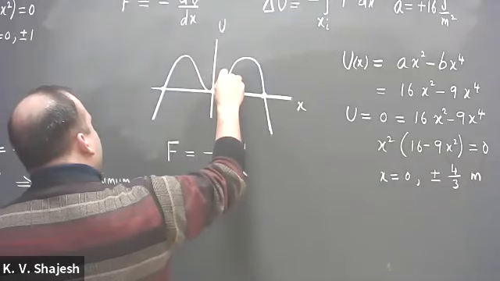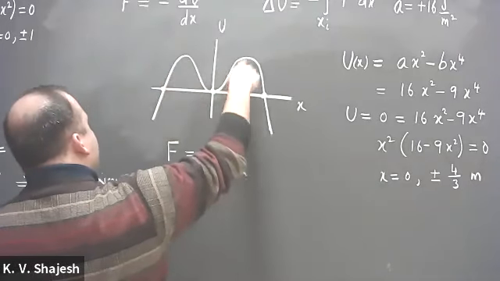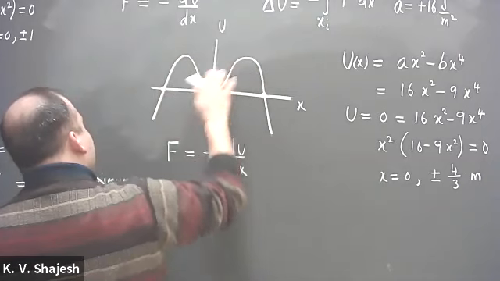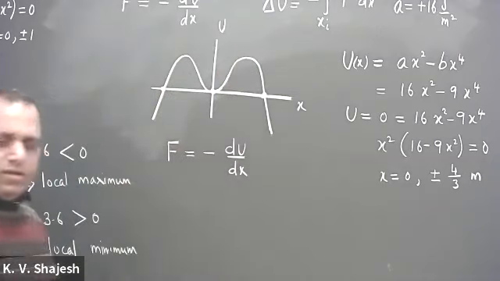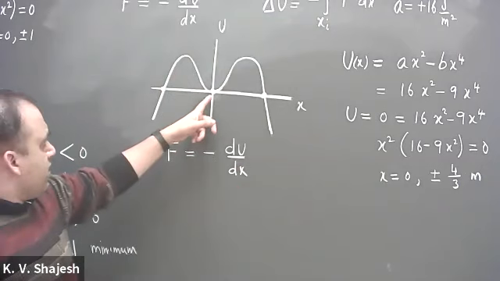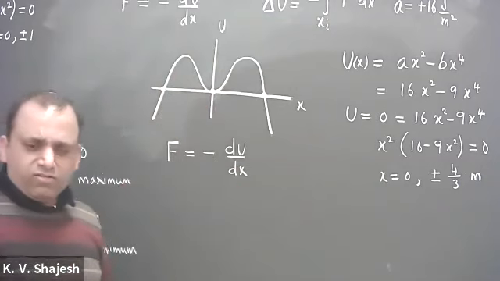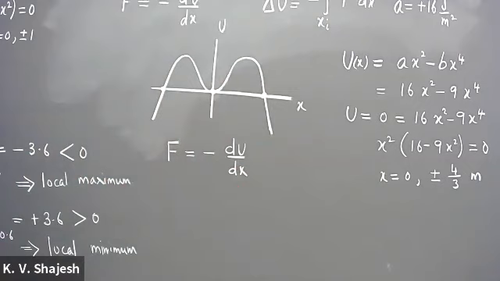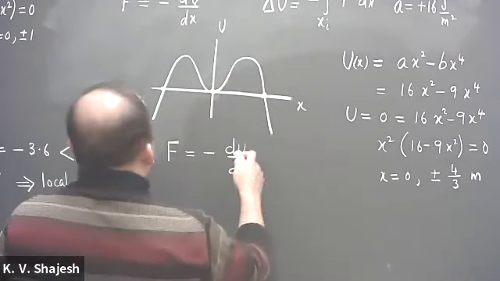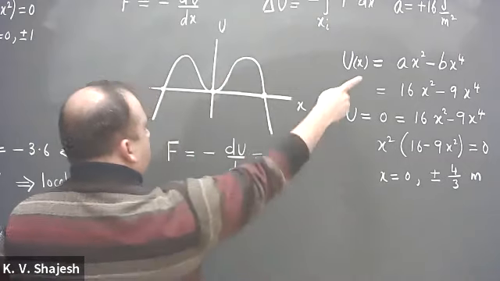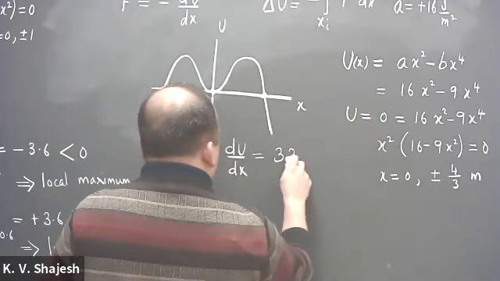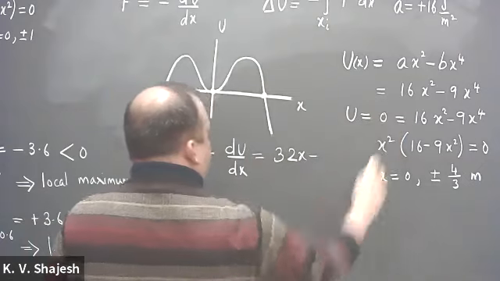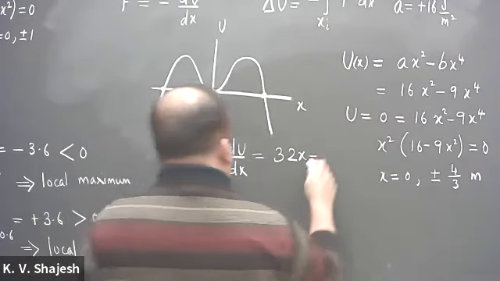As I said, there was an analogy that whenever you have a potential energy curve, imagine that this is really a valley, and if I were to put a ball here, it will roll towards the origin here, and that's your idea of force. So what is minus dU by dx algebraically? This is 32x minus 9 into 4, 36x cubed.